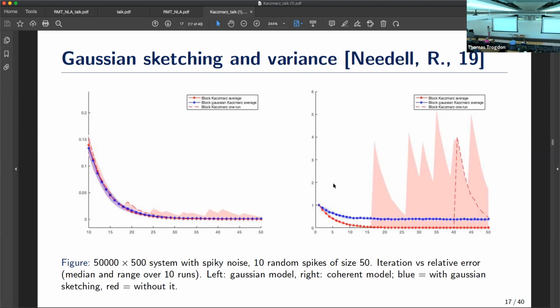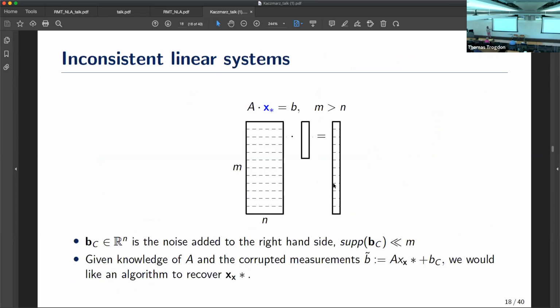This is about the sketching actually. So in the sparse corruptions case, your block Kaczmarz can spike, but Gaussian sketching kind of mixes the errors. It's more predictable, but it doesn't go to zero, so it's not good. So you do need to adapt the method rather than run one of them. That's the framework.